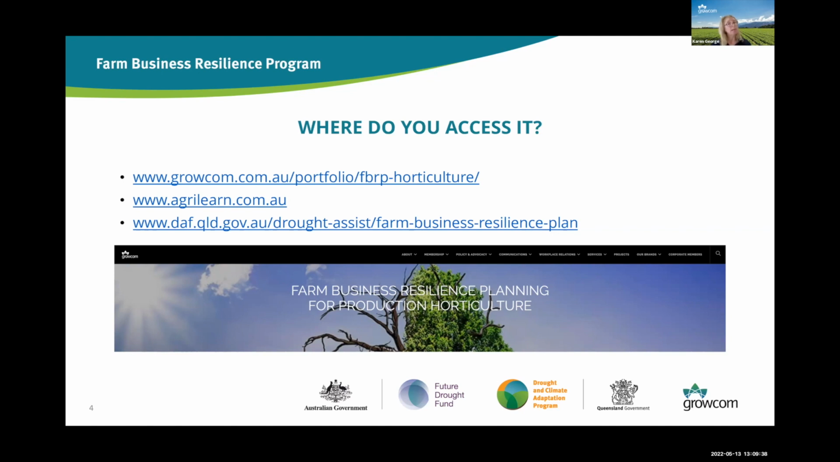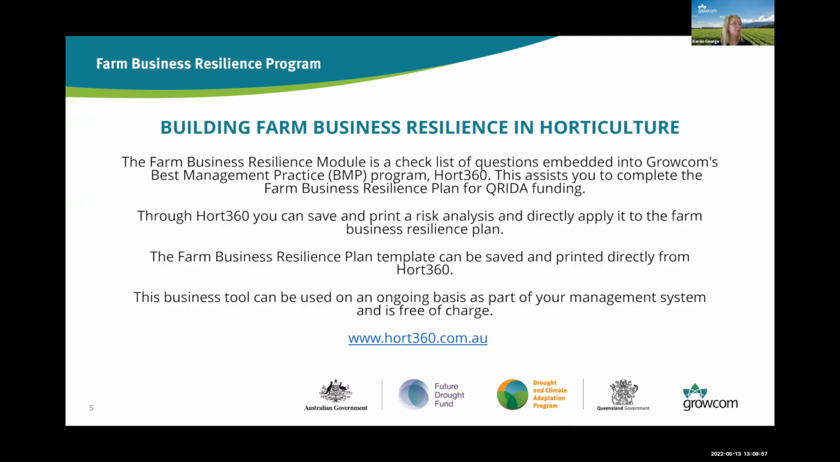The other place is the DAF website, which has information for all industries. On our AgriLearn website, which you can get to from Growcom, you'll also get access to all the other industries like cane growers, Queensland Farmers' Federation for poultry, pork, cotton, nursery growers, and you'll see there's a DAF website on there as well.